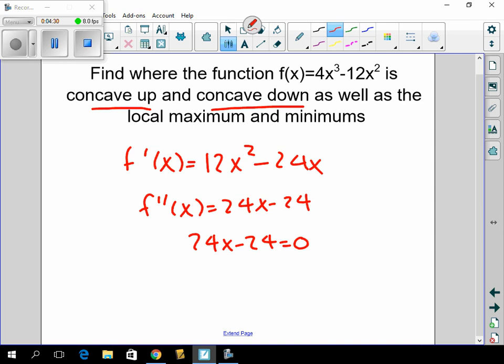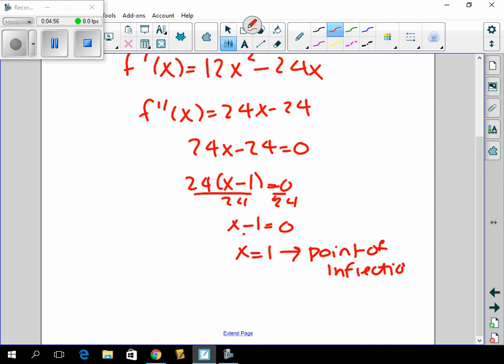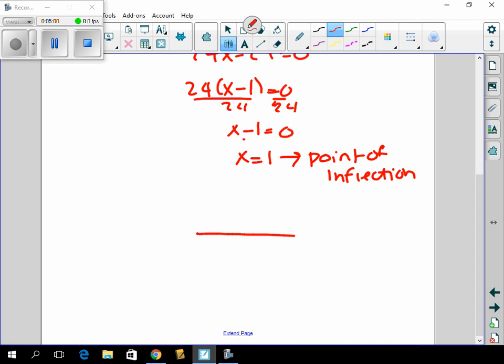And so if I take out a 24, I get x minus 1 equals 0. Then if I divide both sides by 24, I get x minus 1 equals 0, so x equals 1. So x equals 1 is my point of inflection. All right. So going from there, we make a sign chart, just like we did with our first derivative.